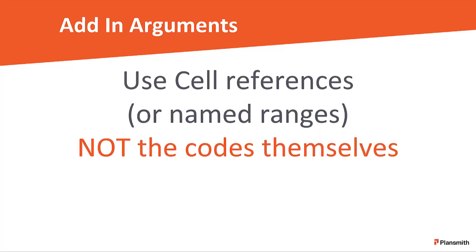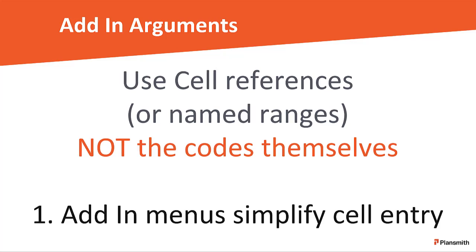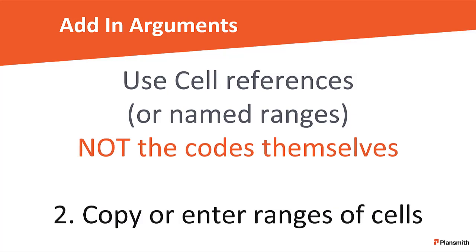We recommend that all arguments be entered as a reference to another spreadsheet cell rather than typing the actual code in the Data Wizard box. There are two reasons why it's better to do this. First, the add-in will let you select from a menu of available codes to place in the cell, so you don't have to try to remember them all. And second, using cell references just makes it easier to copy cells when you're constructing larger reports.